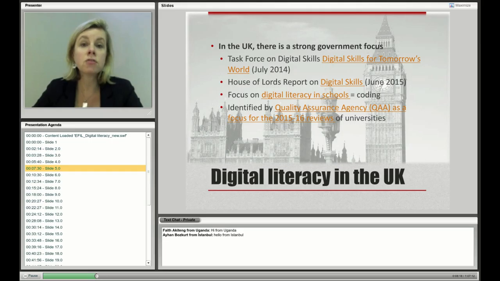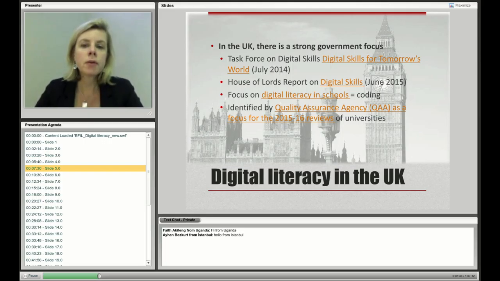Interestingly, this report used the term digital literacy and digital skills quite interchangeably. And it was something when I responded to the author of the report, I sort of pointed out that actually nowhere did they have a really clear definition of what they meant. And were they talking about computer literacy? Were they talking about learning how to code? Or were they talking about broader sort of literacies?